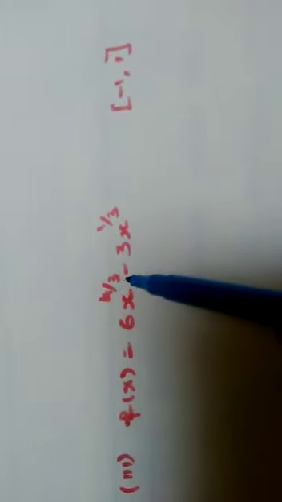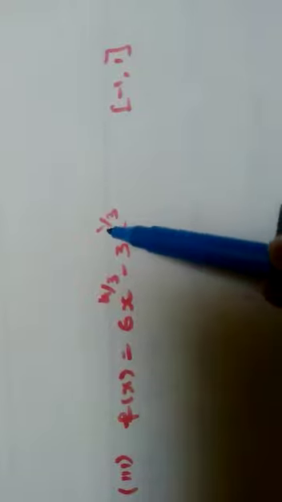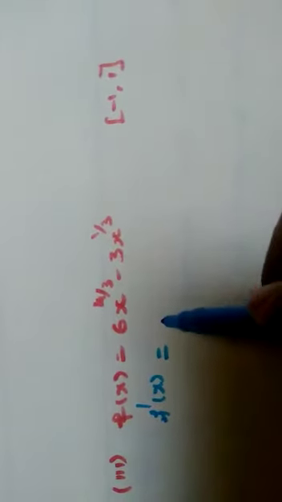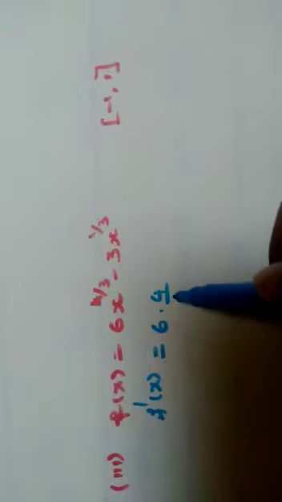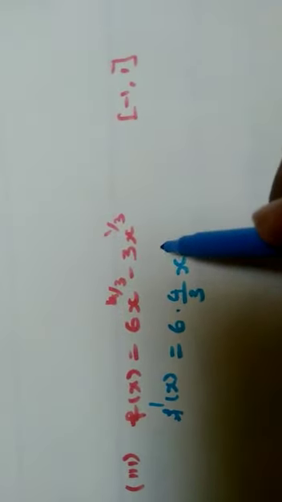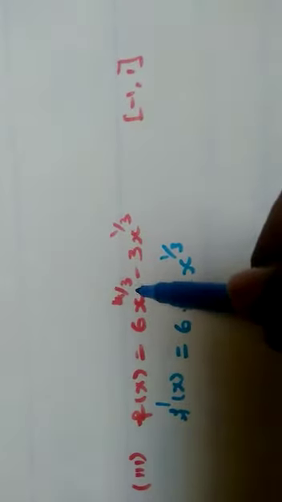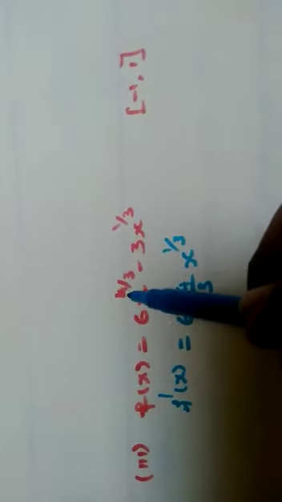Next, first one, third subdivision. Exercise 7.6. f(x) = 6x^(4/3) - 3x^(1/3). Limit is [-1, 1]. So first, differentiate the given function. f'(x) = 6 into 4/3 x^(4/3 - 1). Here I am using the formula n into x^(n-1).